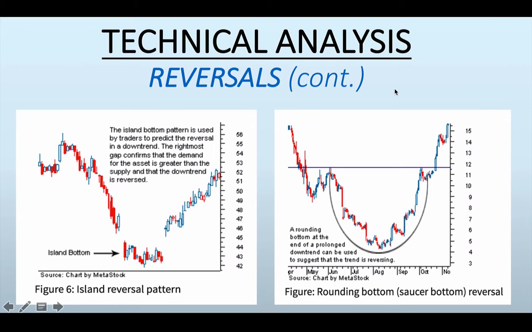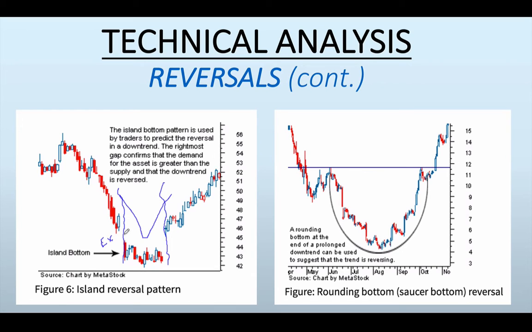Reversals continued. These are just more advanced reversals that you should keep in mind. Island bottom, it's more like a V, a pattern used for traders to predict the reversals of a downtrend. The rightmost gap confirms that the demand for the asset is greater than the supply, that the downtrend is reversed. So these gaps aren't just like no one's traded. They are like extended hours.